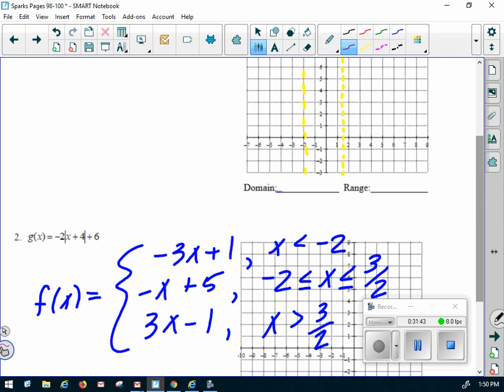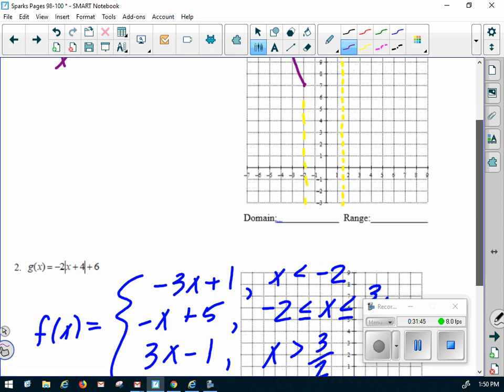Negative x plus 5. I can do that part. Now, you're thinking, but if I go right 1, down 1, I'm going to cross the fence. Just run that thing into the fence and stop there.